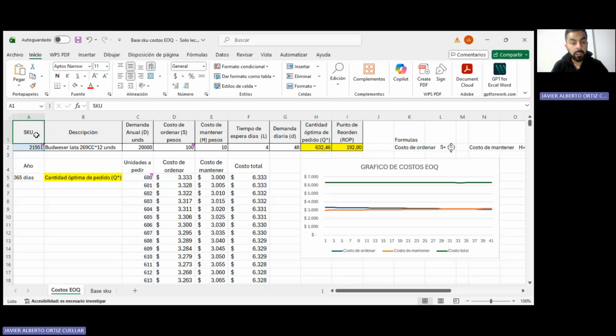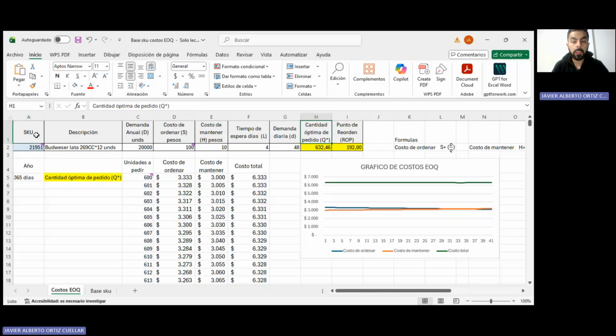In this spreadsheet, the cost basis per SKU is projected, taking into account current demand, ordering cost, holding cost, lead time, daily demand, and finally the EOQ.